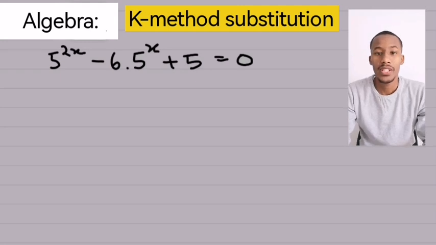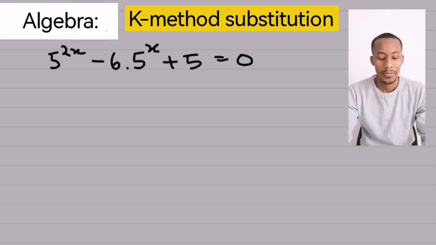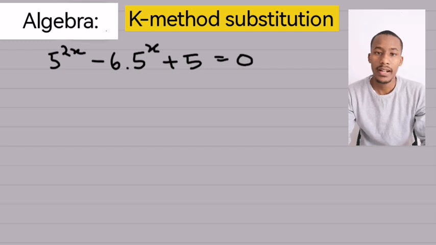Hey there guys, so in this video we're going to be looking at the k method substitution, and I have a few examples here for you today. So 5 to the power of 2x minus 6 times 5 to the power of x plus 5 is equal to 0. To start off this one, I'm going to write the first term a little bit differently.